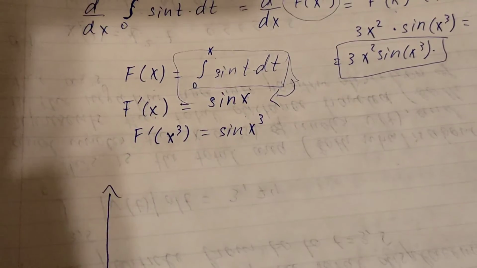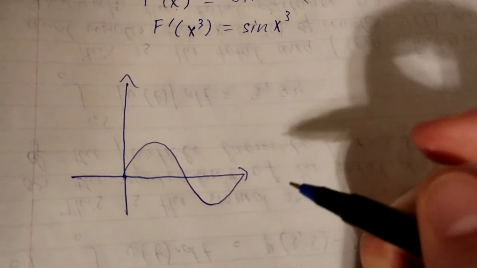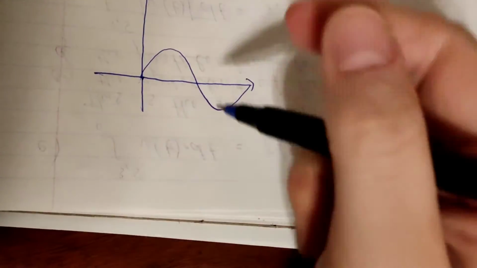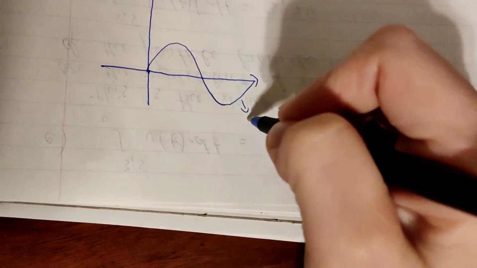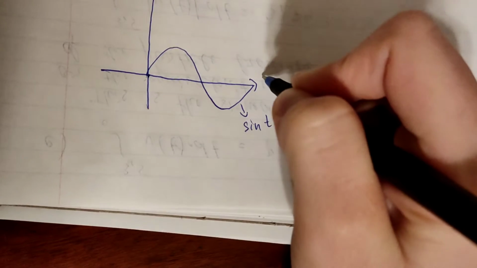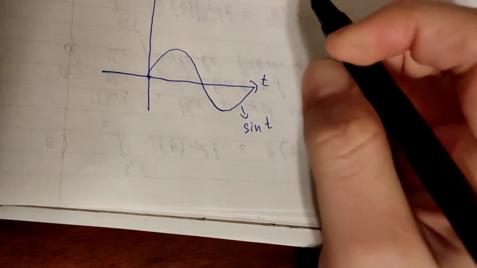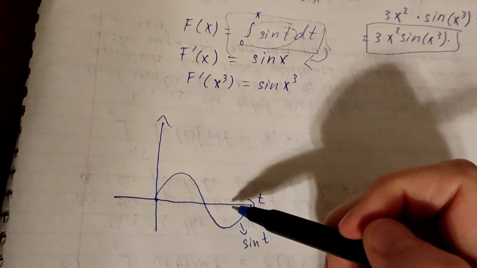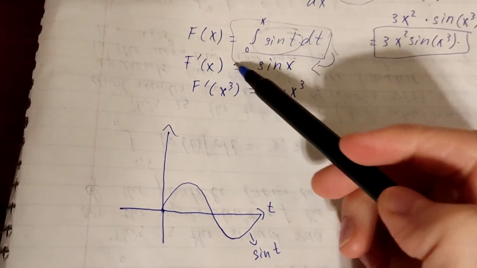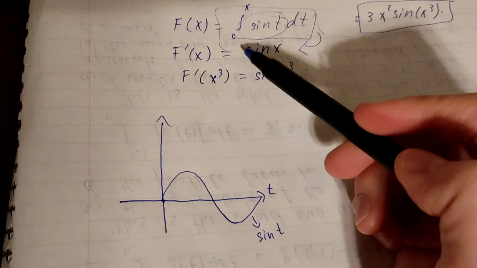Alright? Okay, I just quickly drew the sine function. So this is this function, right? So this is sine of t. Sine of t, this is t. Okay. So what is going on? We have an integral of that thing. So if we look at big F of x, well, what is going on over here?